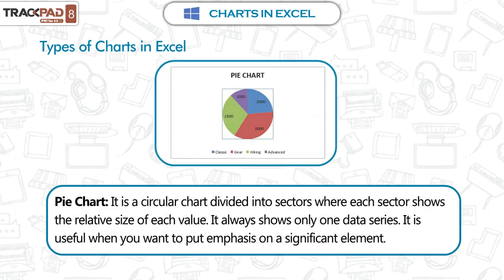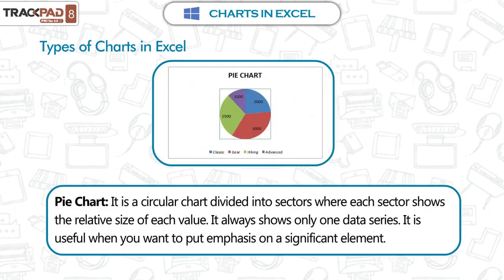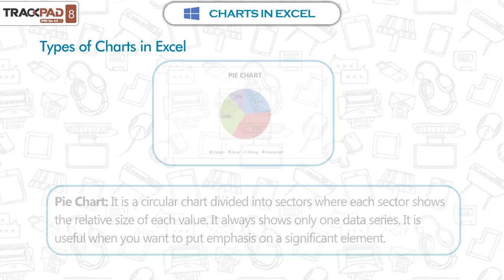Pie chart. It is a circular chart divided into sectors where each sector shows the relative size of each value. It always shows only one data series. It is useful when you want to put emphasis on a significant element.